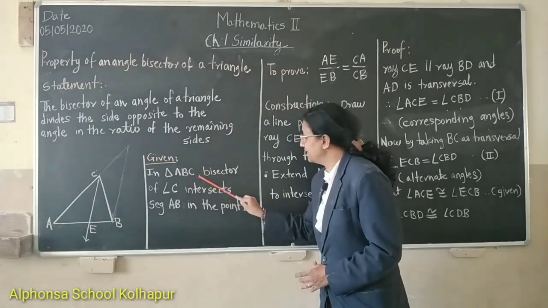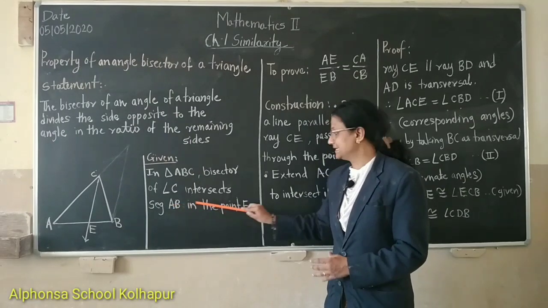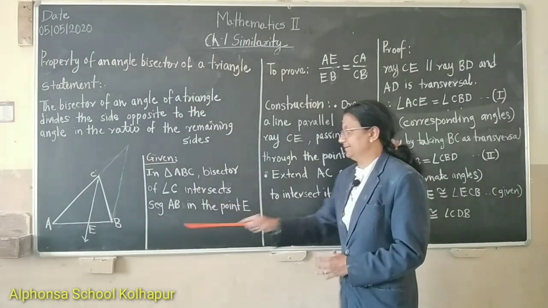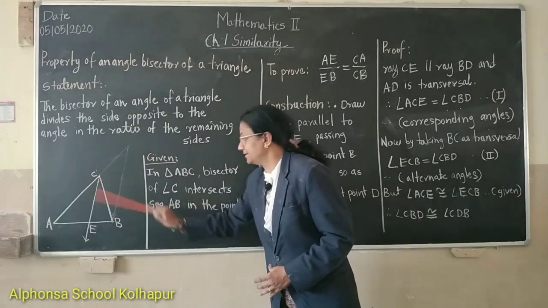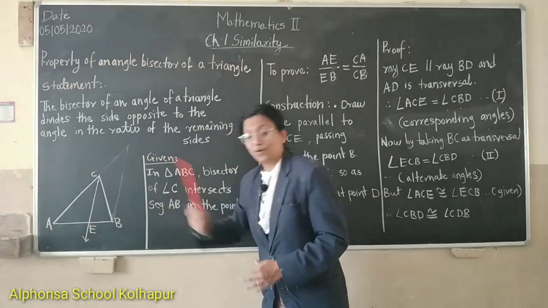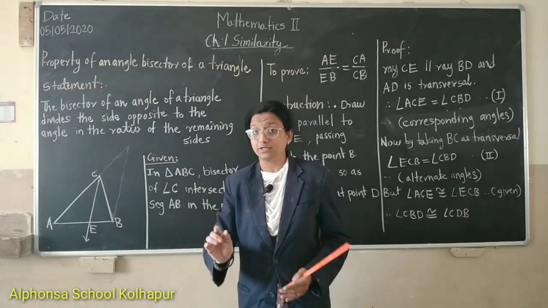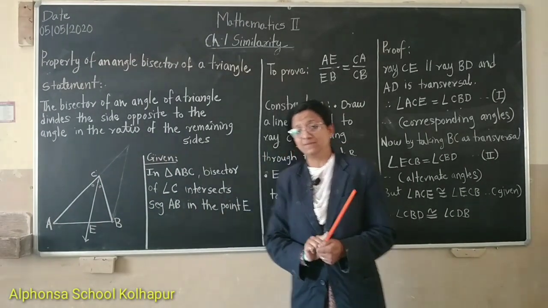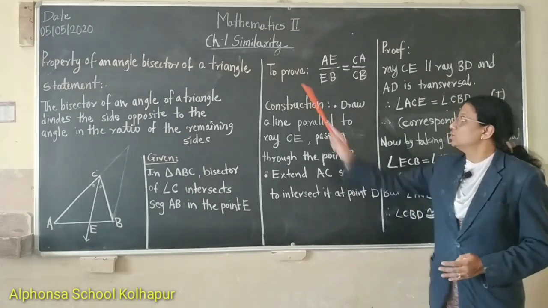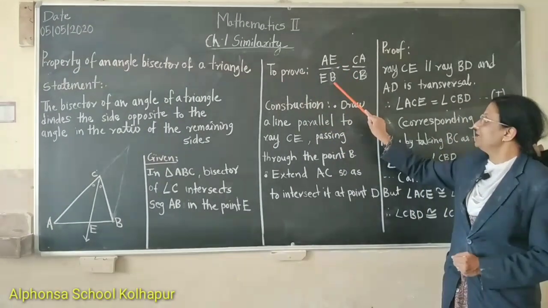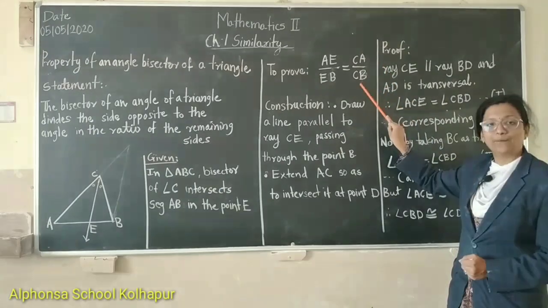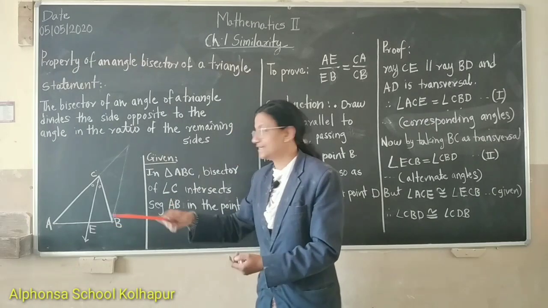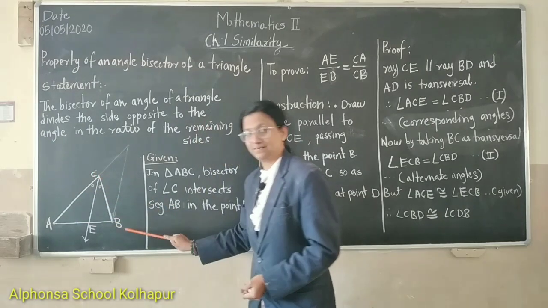Now let us write down given and to prove part for this statement according to the diagram. Given: in triangle ABC, bisector of angle C intersects seg AB in the point E. This bisector of angle intersects AB in point E. Now this is the angle bisector, so by this notation I have shown that it's an angle bisector. Now what is our aim? To prove AE upon EB is equal to CA upon CB.